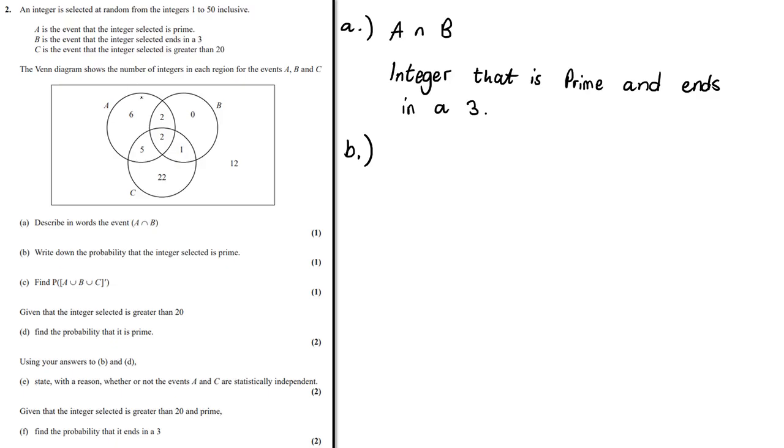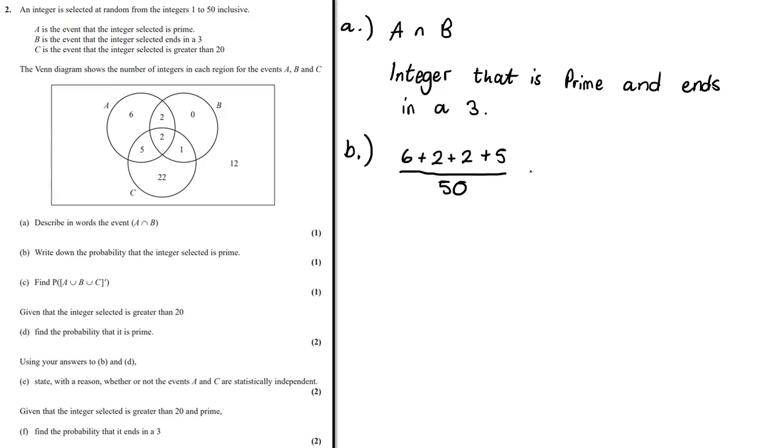So all we need to do then is look at this circle here for A, and we're looking for the number of integers inside this circle. So we've got 6 integers there, 2, 2, and 5. So all we need to do is add all of those numbers together. So that's going to be 6 plus 2 plus 2 plus 5. And obviously we need to do this out of the total number of integers for this Venn diagram. So because we're looking at the integers from 1 to 50 inclusive, this will be out of 50. So this is going to be divided by 50.